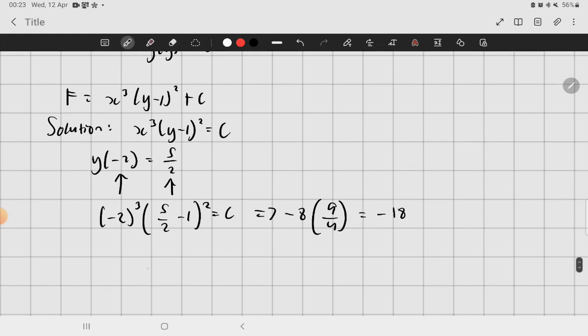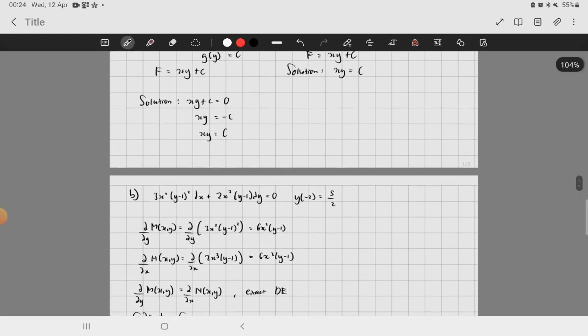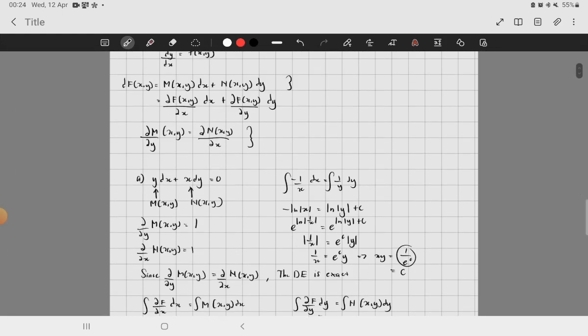I'll check it later. So your final answer will be x cubed times (y minus 1) squared is equal to negative 18. Is it negative 18? Not really sure. So question 5. Oh yeah, so that is the final answer. That's the solution.